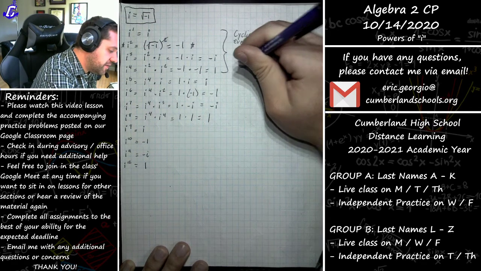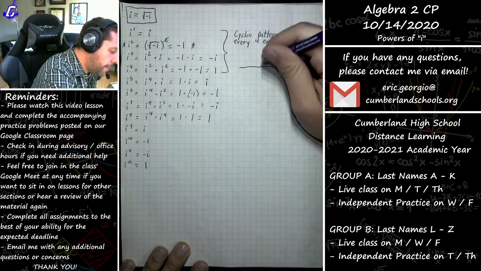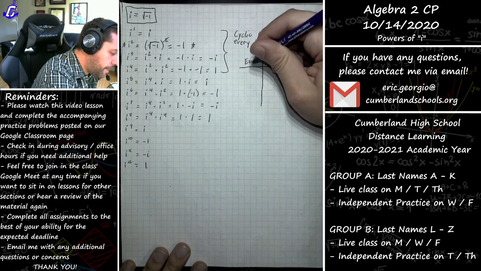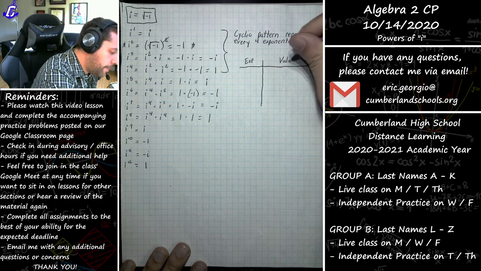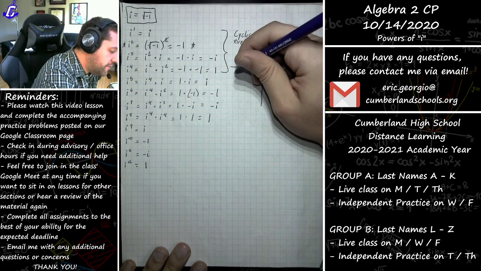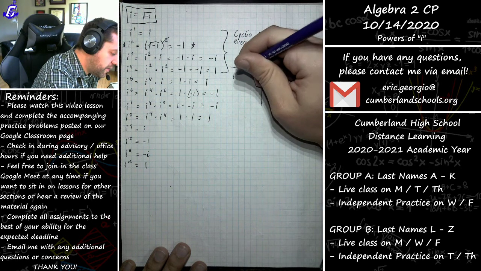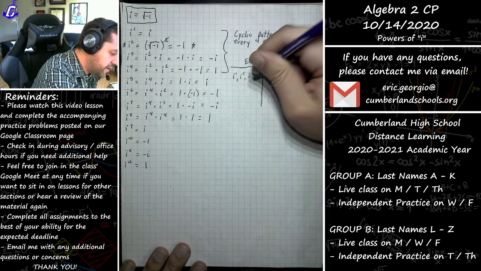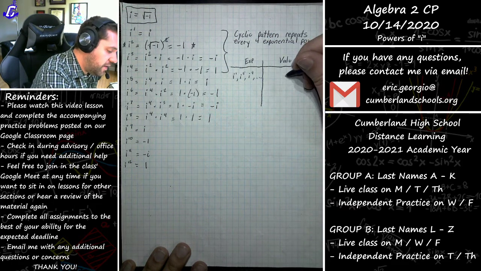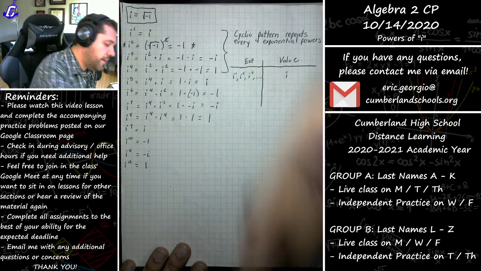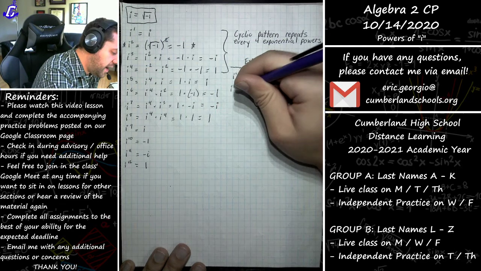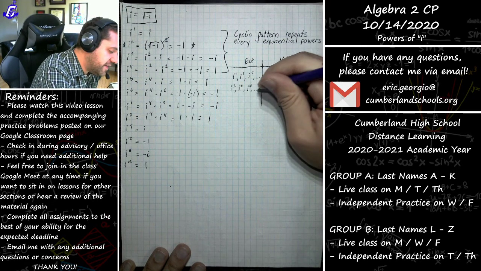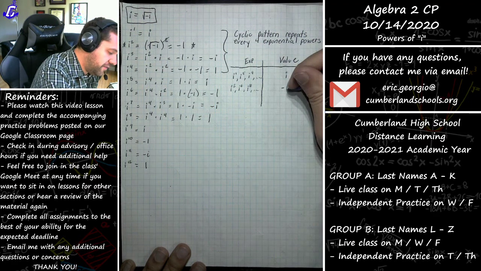So just to make this little chart for you, as far as the exponent and the value, if you have i to the 1st, i to the 5th, i to the 9th, and so on, that's all equal to i. If we have i squared, i to the 6th, see how we're counting up by 4 every time? i to the 10th, etc., that's all equal to negative 1.